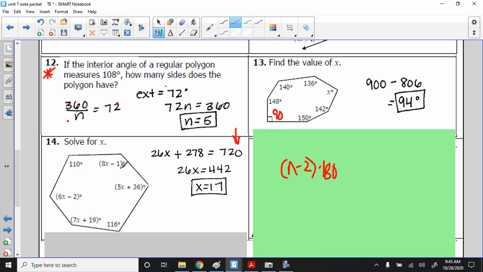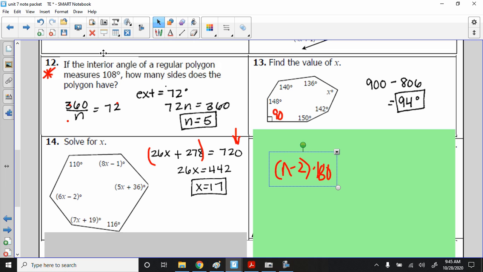So we combined all those to the 26x and 278. That part's easy. The hardest part is to know what they all equal, so this part's easy to add them all up, combine like terms, but you got to know what they equal. That's the interior sum using this formula, 720 on a 6-sided shape, and divided.